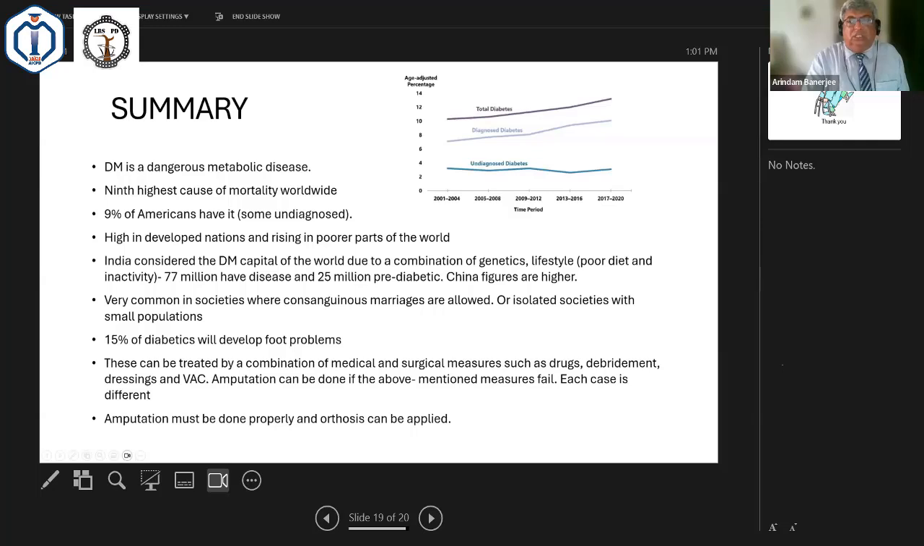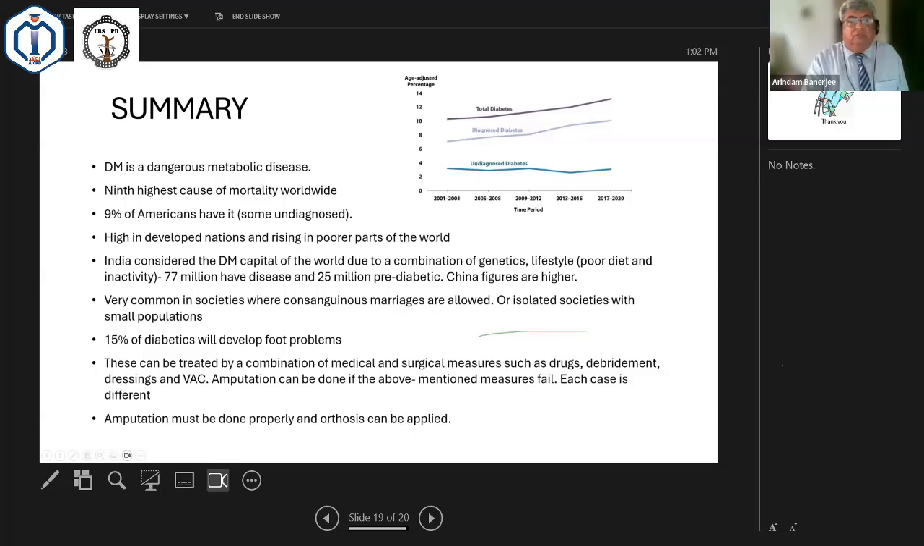So this disease is high in developed countries, but it is rising very fast in poorer parts of the world like ours. India is considered the diabetic capital of the world due to a combination of genetics, poor diet and lifestyle, smoking, inactivity, which is a big problem. But we also need to remember that I always thought that India was the highest, but actually I found the figures for China are higher. So they have similar problems. We have about 77 million with documented disease, 25 million pre-diabetic. But I'm sure if we did a survey for India, we'd find that undiagnosed is also very high.